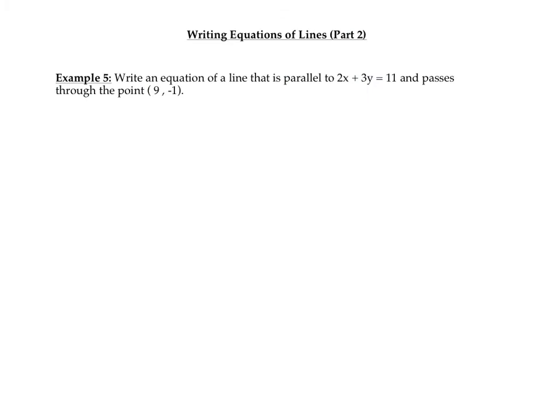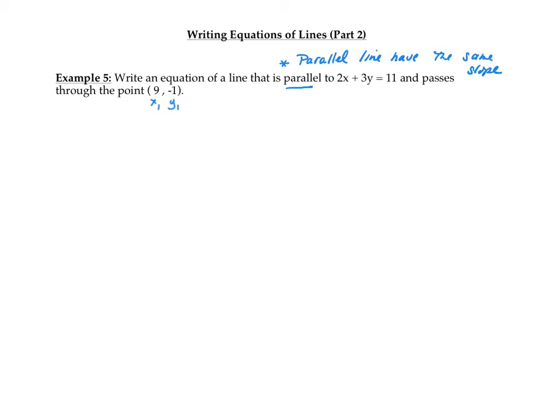Okay, in part 2 of writing equations of lines, we're going to see a few little twists and turns. But the end result, or the end goal, is still to get an equation in slope-intercept form. In example 5, we're asked to write an equation of a line that is parallel to 2x plus 3y equals 11 and passes through the point 9, negative 1. And I'm just going to label that as x1, y1. All right, just remember that parallel lines have the same slope. And that's our first thing that we have to do, is find the slope of this line.